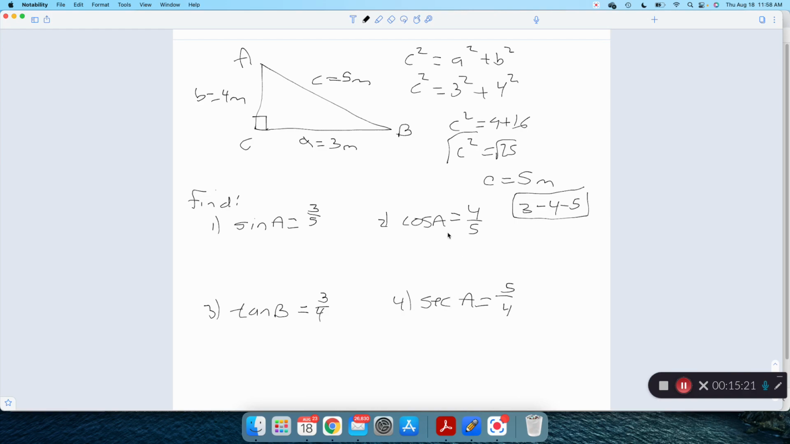Secant of any angle is cosine of that angle flipped over, or 1 over cosine. And that's a good place to stop here.